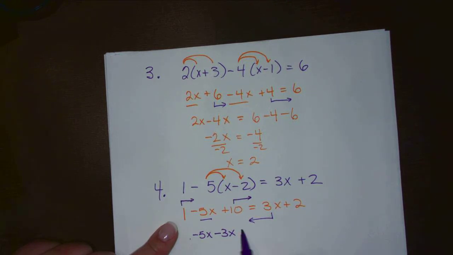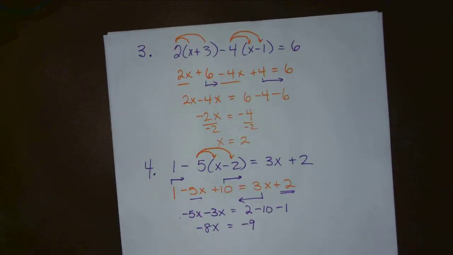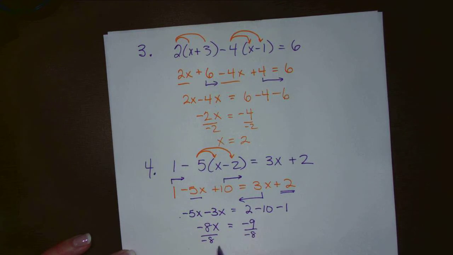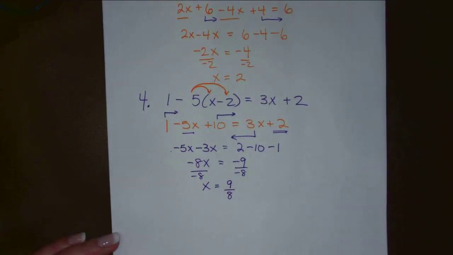So on this side, right now, there's a 2. That's going to stay. We'll move the 10 over, -10, and move the 1 over, -1. 2 minus 10 is -8, -1 is -9. Divide both sides by -8. We get x is 9 over 8. Positive. 2 minuses make a positive.